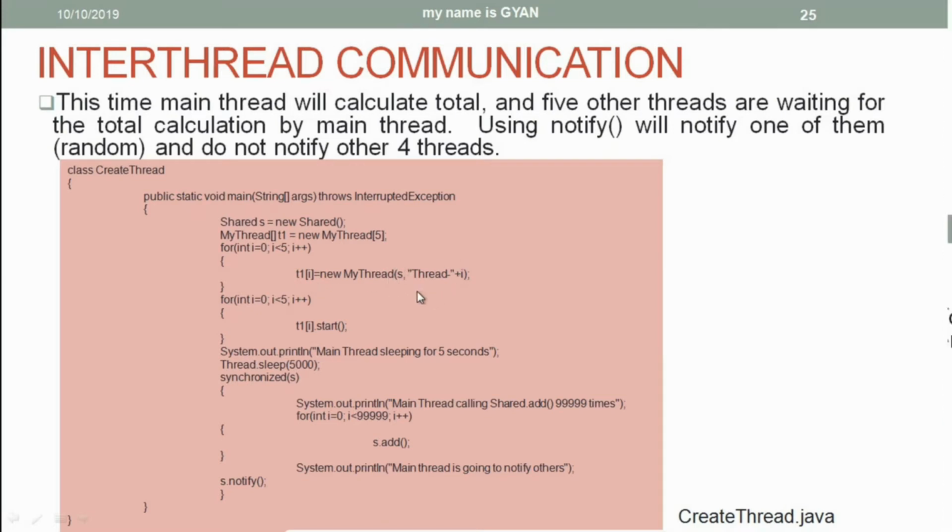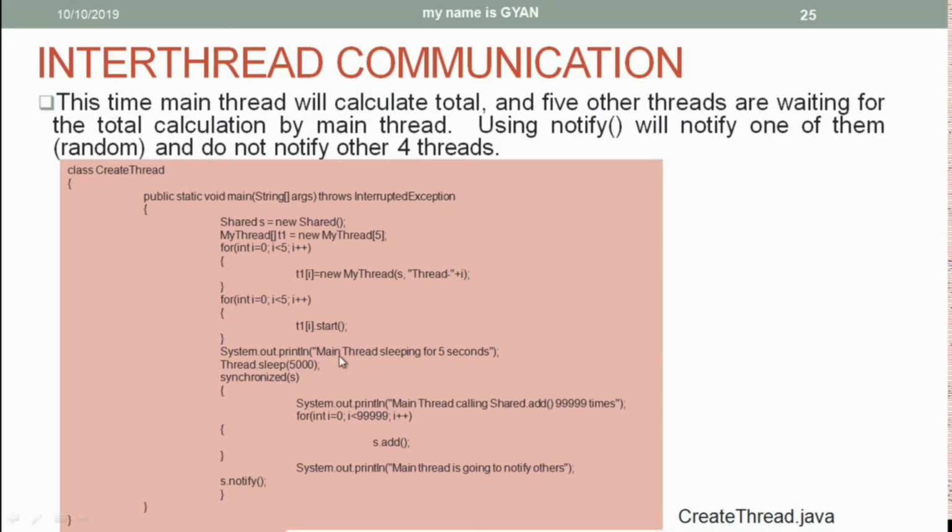As a parameter to the constructor of the class MyThread, we are passing two arguments. One is the reference variable of type Shared and the other one is a string. For i equal to 0, the string will be thread 0. For i equal to 1, the string will be thread 1, like that. So we are passing two arguments, the reference variable s and the string thread 0, thread 1, thread 2, thread 3 and thread 4. After that, we are starting all those threads.